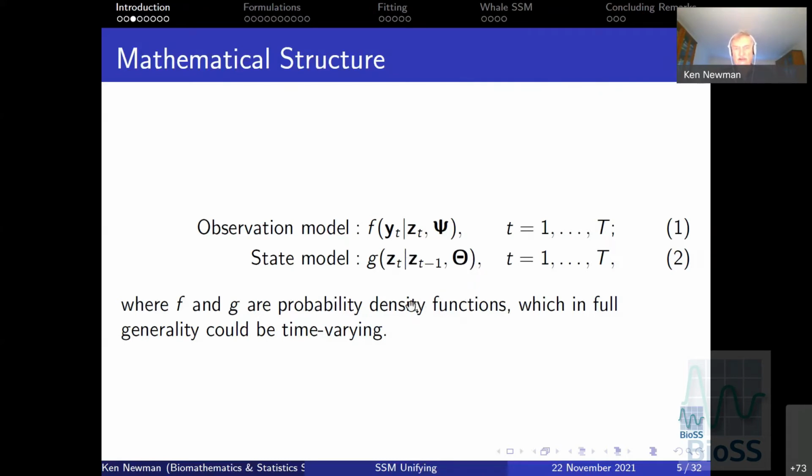This G function is a probability density or probability mass function that's characterizing the dynamics in nature, whereas the F probability density is characterizing sampling variation or sampling uncertainty.